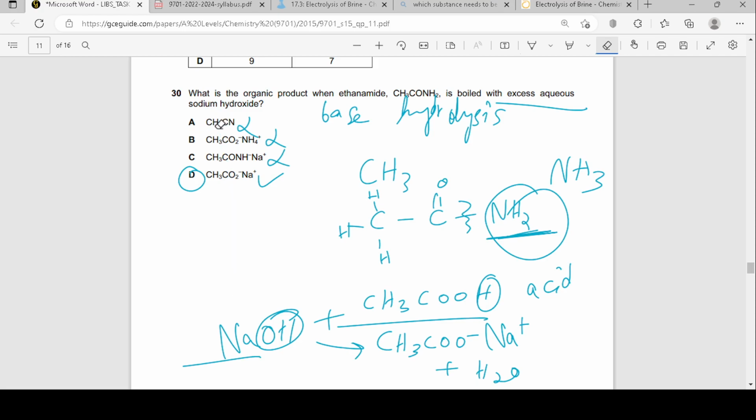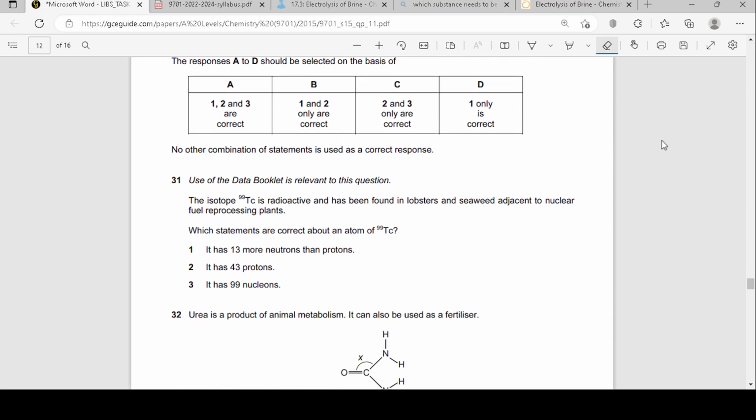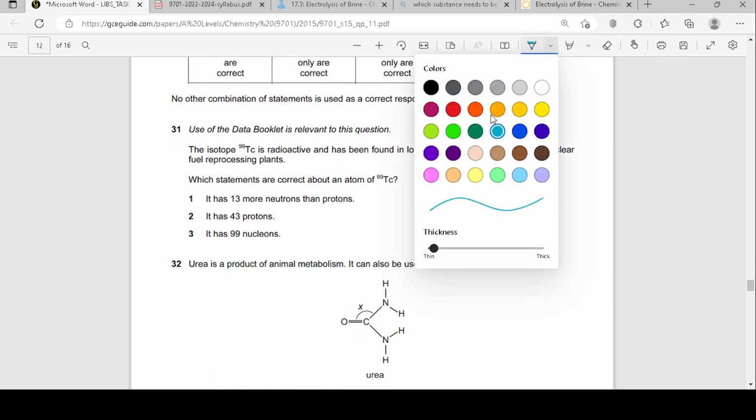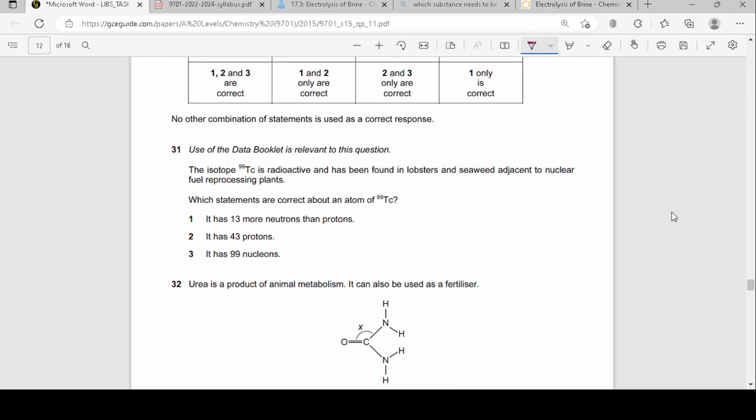If I do anything wrong, you can obviously tell me in the comments. That would be great. And now we come to this section B, which is no longer in the syllabus, but it's still a pretty cool question if you want to just practice your chemistry. So the data booklet is relevant to this question. Again, I'm not going to use the new data booklet. I'm just using my old one. Okay, you can keep a data booklet yourself too.